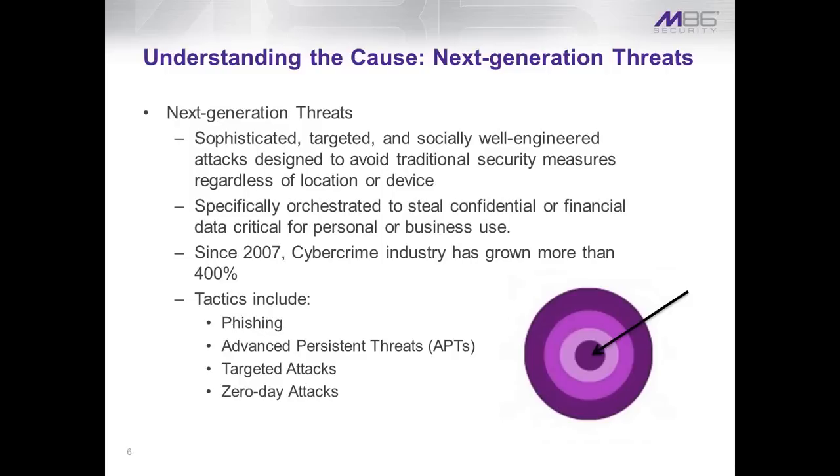So let's start understanding what the root cause of some of this stuff is. Since 2007, the cybercrime industry has grown more than 400%, with tens of thousands of malware variants discovered every single day. Gartner acknowledges the change in the threat environment that has attributed to this huge increase in malware incidents. M86 refers to this change as next-generation threats: sophisticated, targeted, socially well-engineered attacks designed to avoid traditional security measures and steal sensitive data for financial or competitive gain.